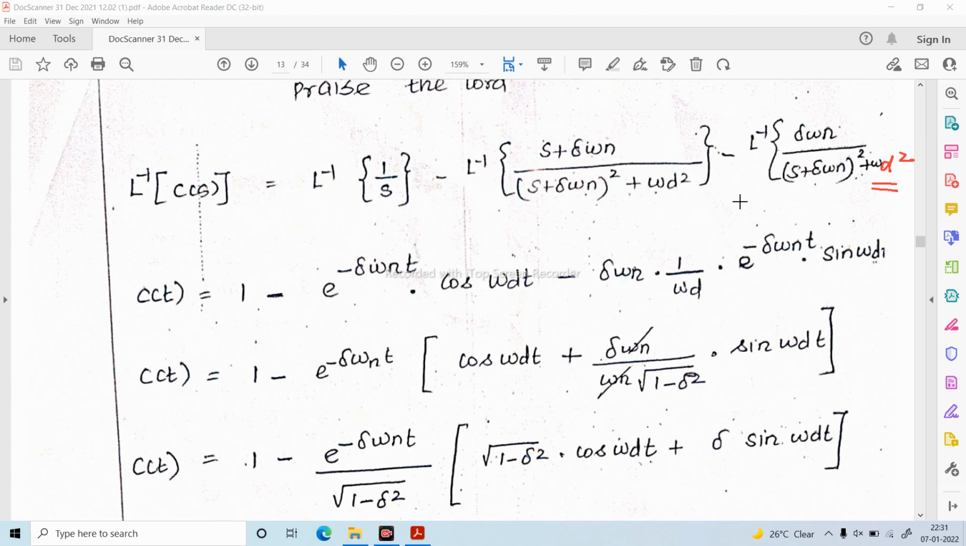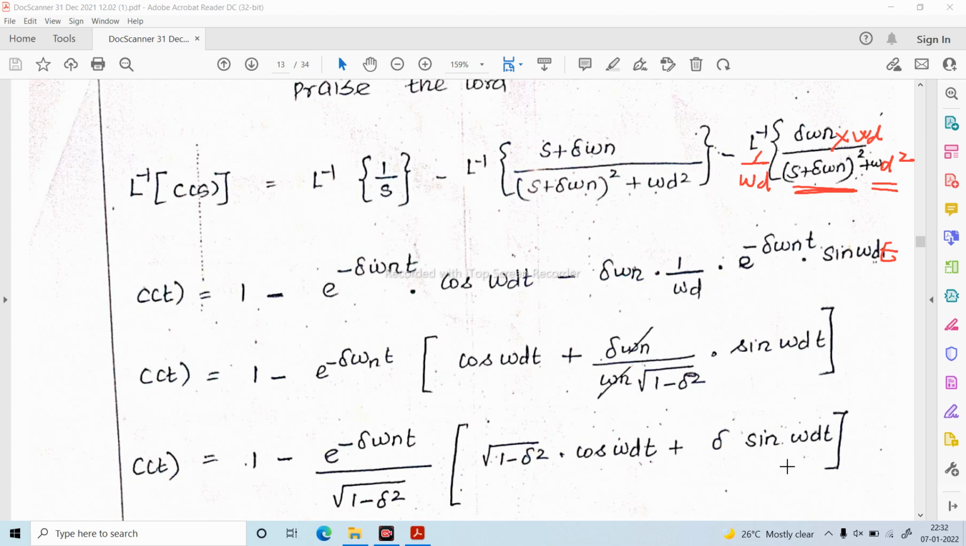So I have to multiply and divide by omega d. So omega d and multiply with omega d. So delta omega n into 1 by omega d into e power minus delta omega n t into sin omega d t. Okay, next, 1 minus e power minus delta omega n t is common for both the terms. So how to write this? Cos omega d t plus delta omega n divided by omega n into 1 minus delta square.